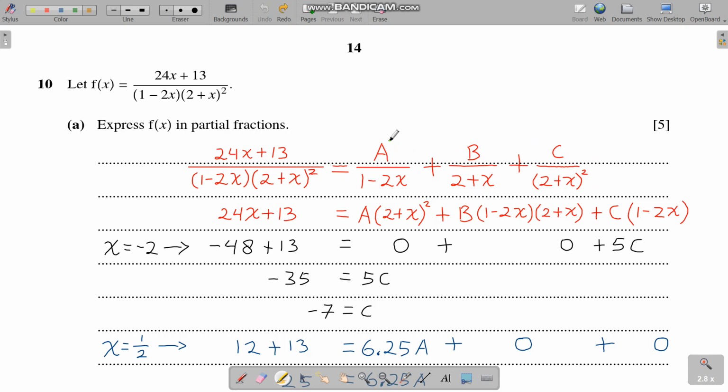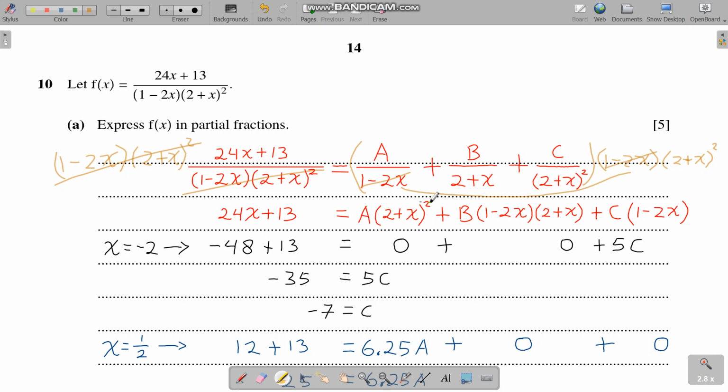Now the next step is to multiply both sides with the denominator, 1 minus 2x, 2 plus x all squared. So after we multiply the left hand side, they cancel out. We have only the numerator. And on the right, when we multiply each term, we cancel out.